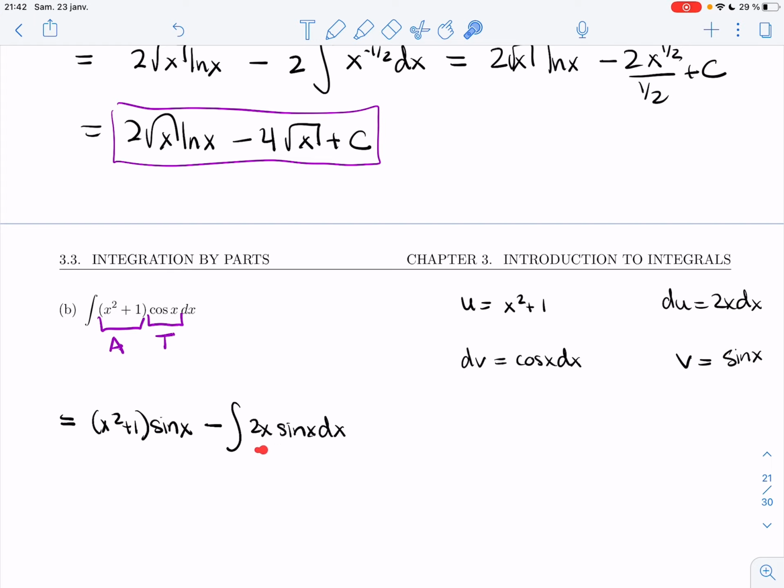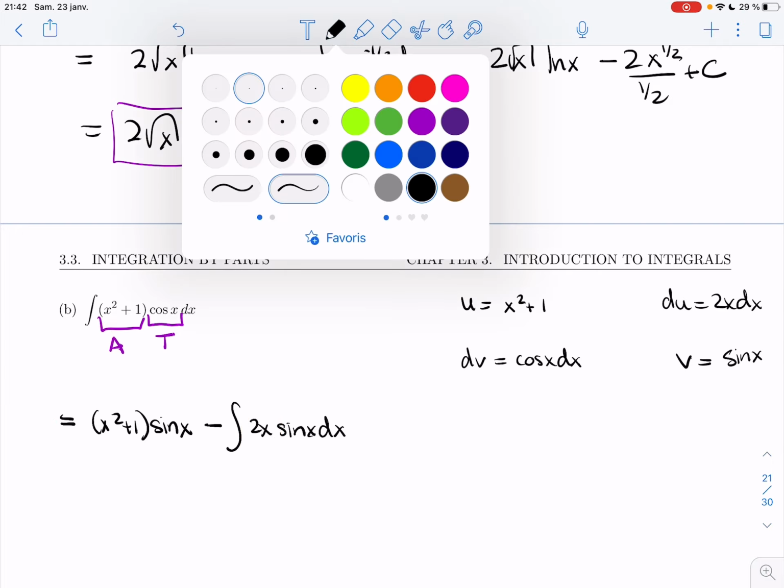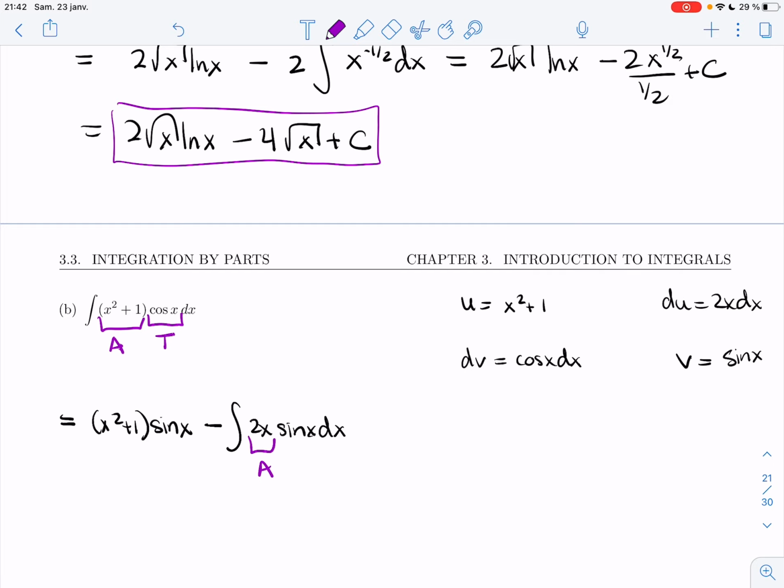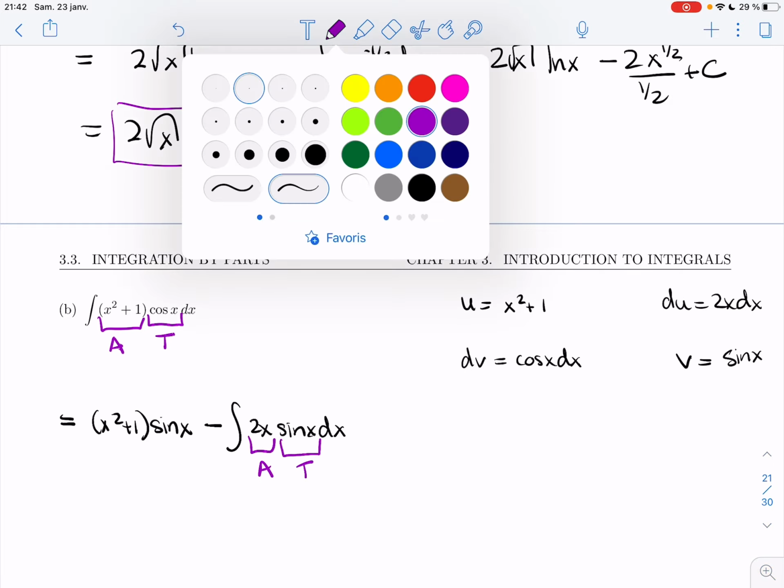It's still a product of a polynomial times trig like I had here. So at first glance it doesn't look simpler, but notice that the degree of the polynomial has gone down. I had degree 2 here, now I have degree 1. And so applying integration by parts did simplify my integral just a tiny bit. I'd like to get the degree even lower, get it to 0, and so it feels like I need to do this again. All right, so I still have A and I still have T. So I'm going to reapply it.